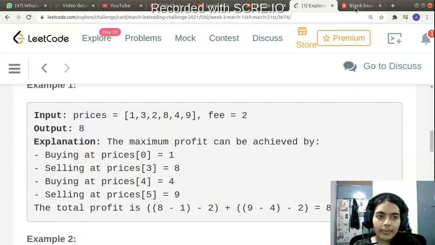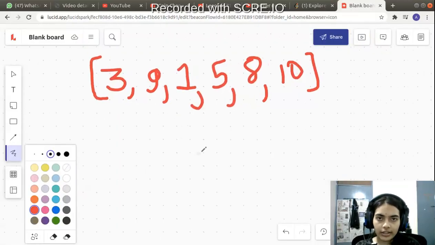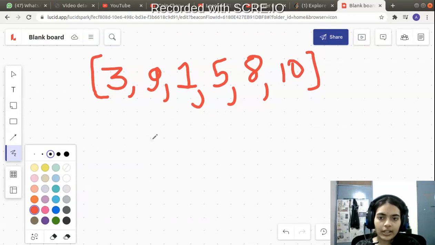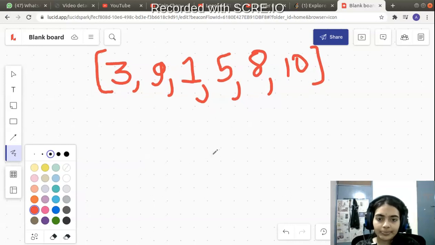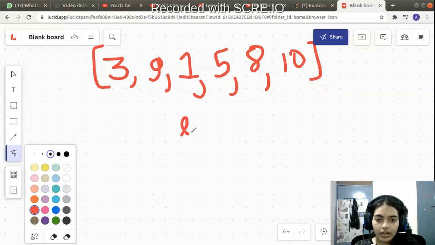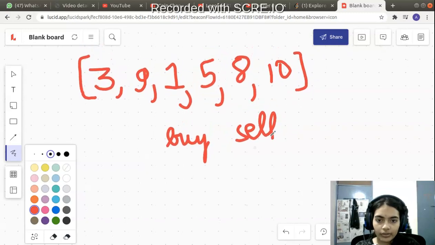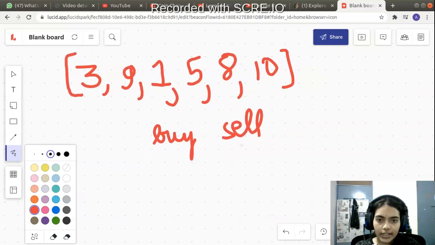So let's try to take some example to understand this in a much clearer way. Let's try to build the logic. Suppose this is the prices array that is given. I have taken this example, and let's try to find the maximum profit that we can make. For any particular day, you can either buy the stock or sell the stock, so you have two options.